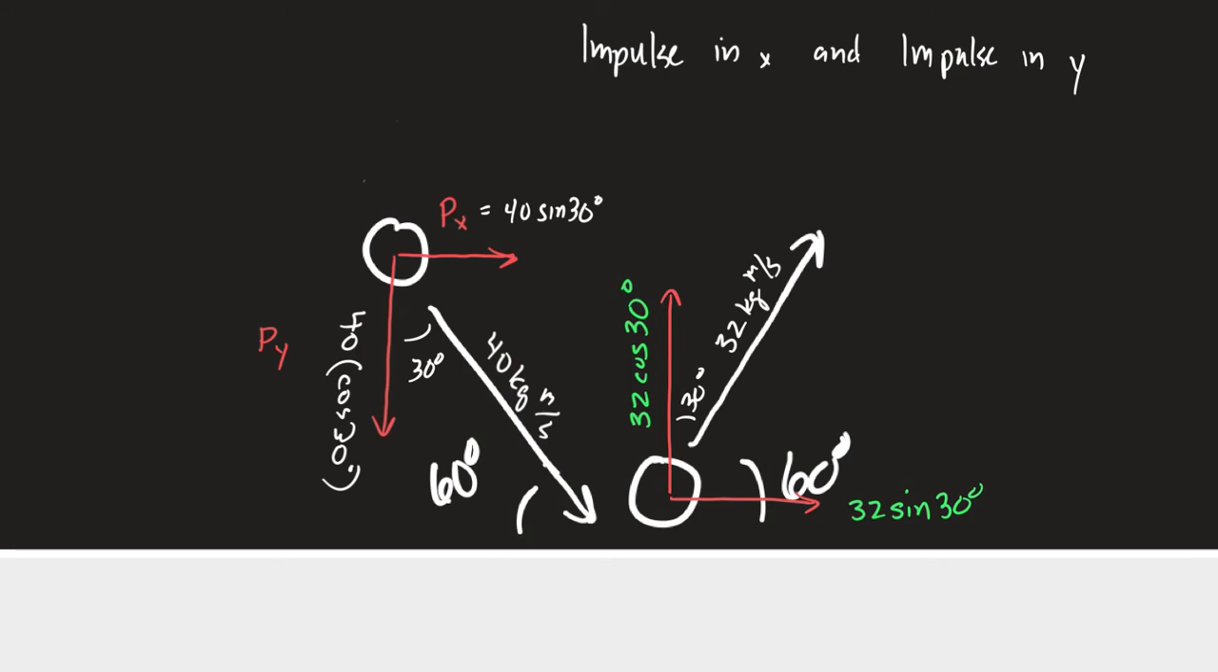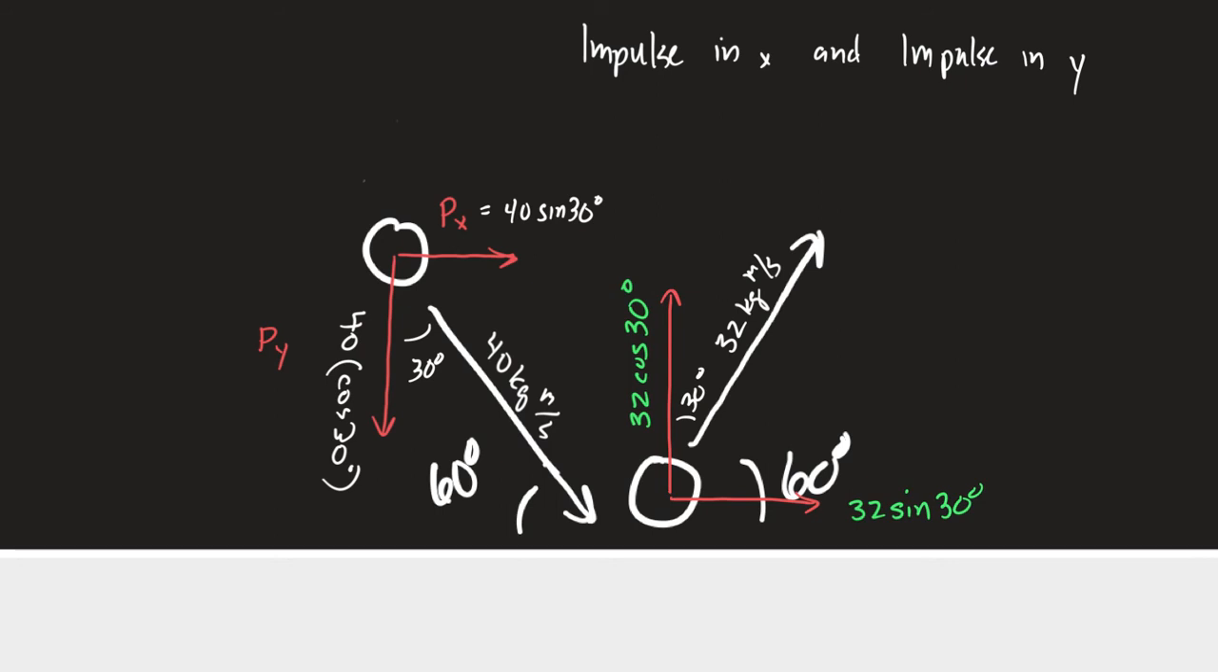I'm just doing the trig and trying to break up the momentum into its x portion and its y portion. I'm seeing some confused faces, but are there any questions about this?